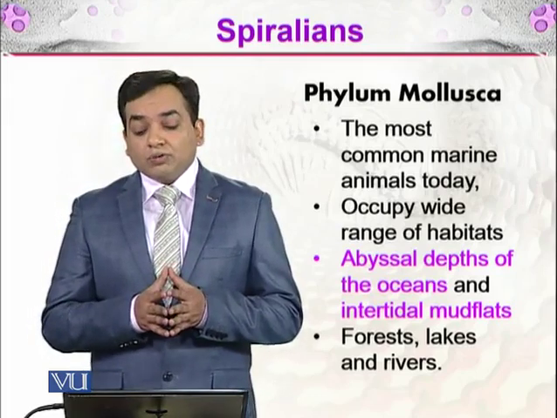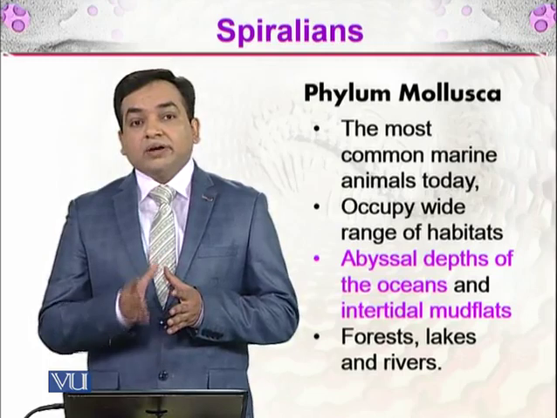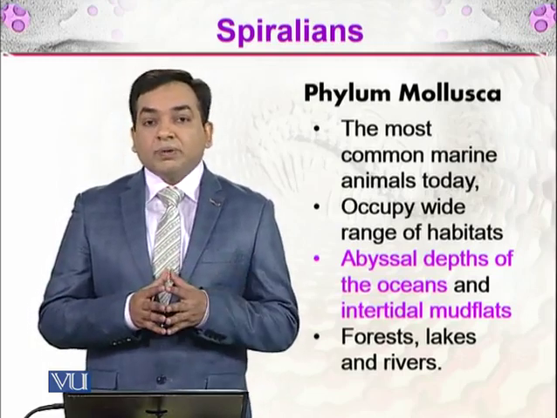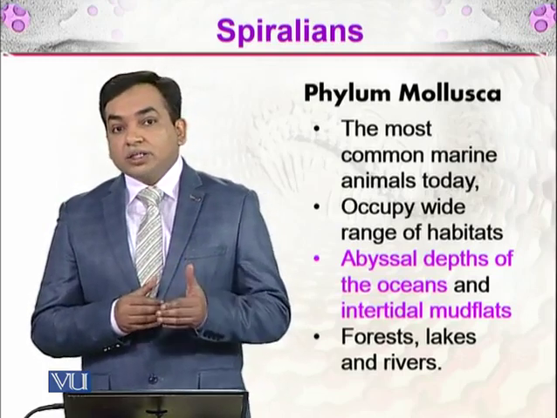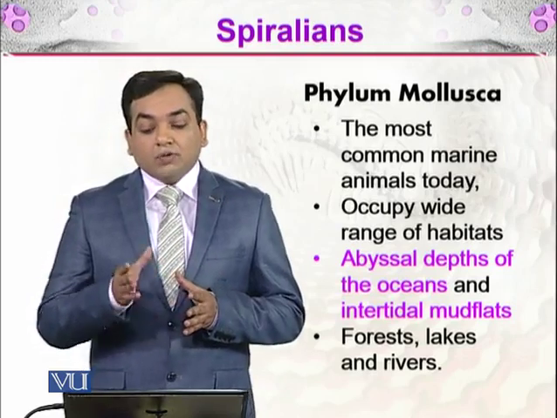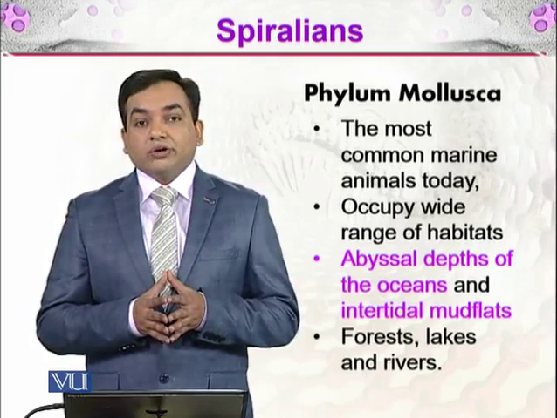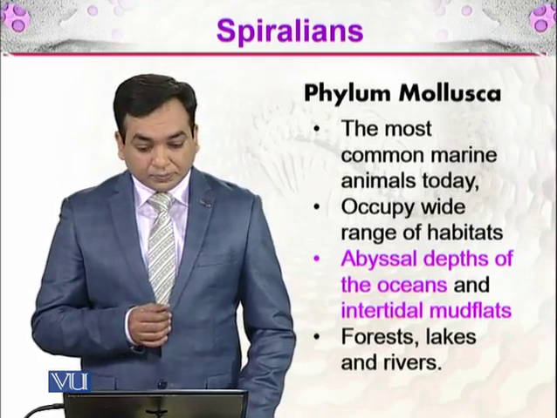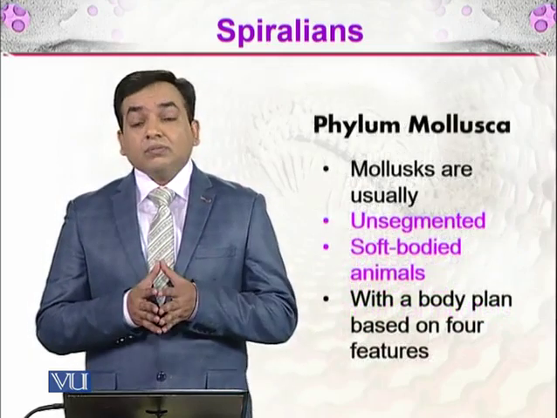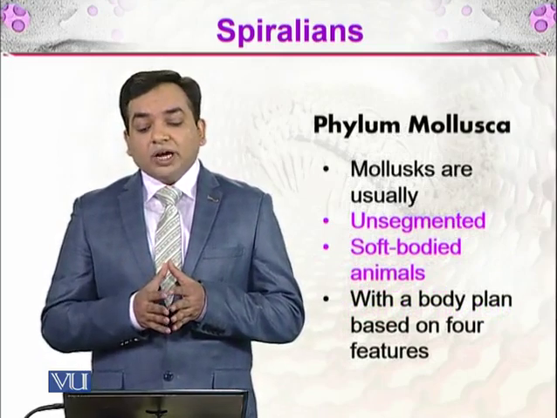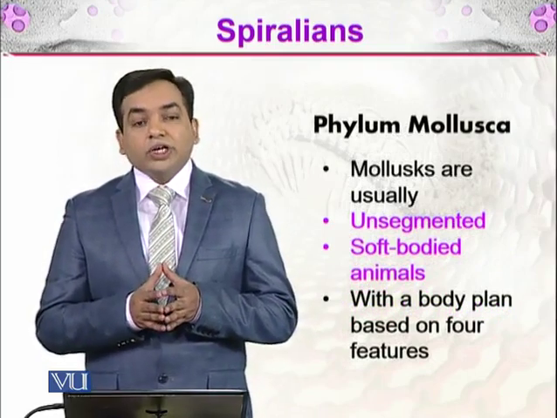And they are also found in forests, lakes, and rivers. There are many types of slugs and snails found in the forest, lake, and river which are also organisms related to the phylum Mollusca. The mollusks are usually unsegmented, soft-bodied animals.